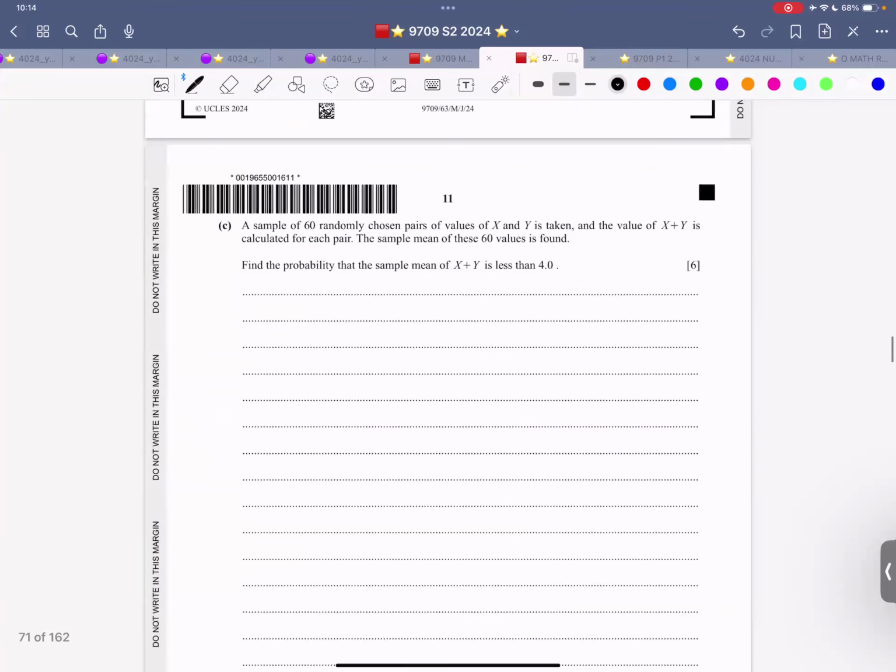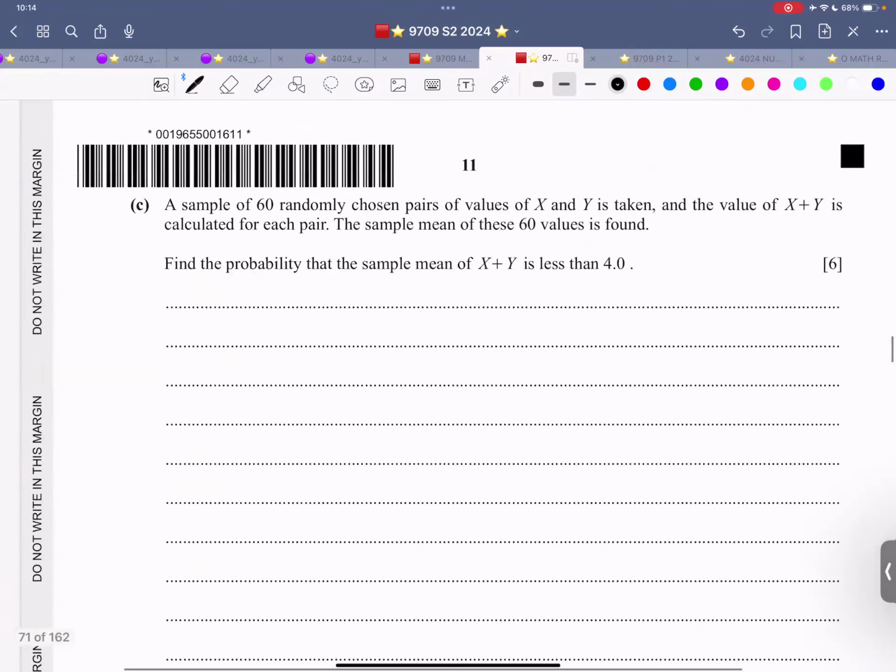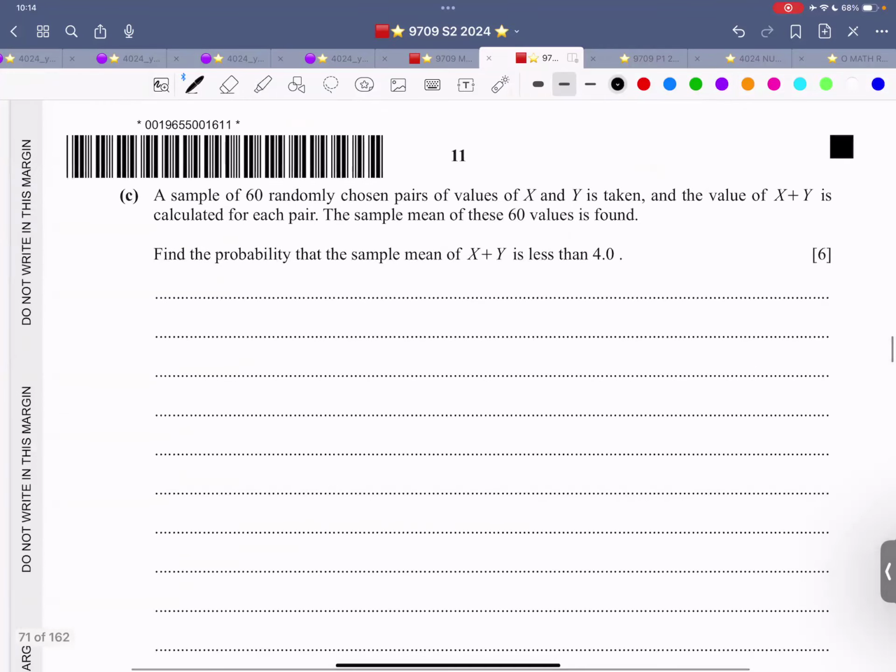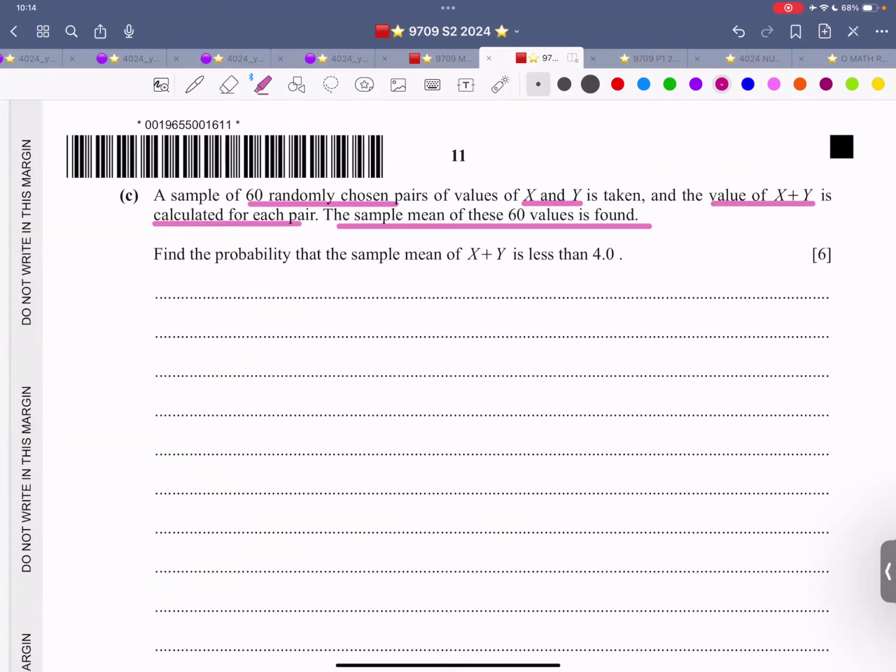Now, the very last part, what is it about? A sample of 60 randomly chosen pairs of values of x and y are taken. So let me highlight this thing. What are they talking about? They're talking about 60 randomly chosen pairs of values of x and y. The value of x plus y is calculated for each pair. The sample mean is this thing. Find the probability that the sample mean is less than 4.